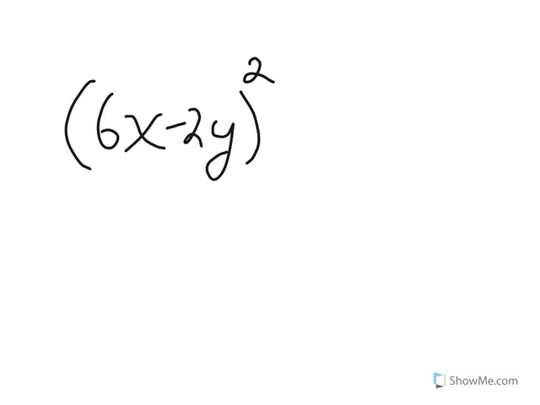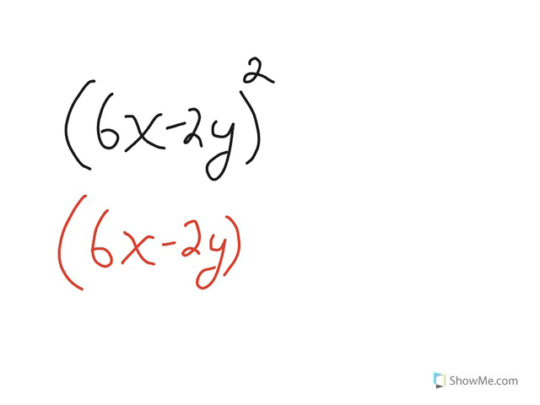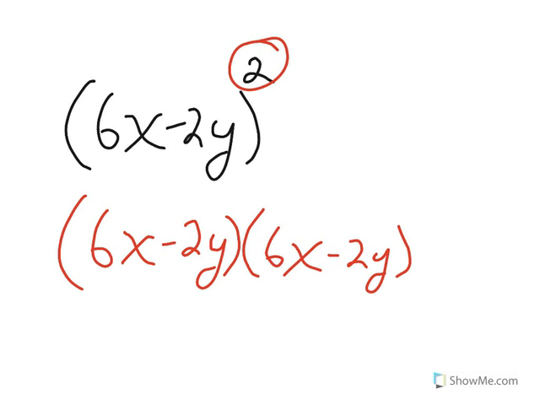If I have something like this, quantity squared, it's going to be 6x - 2y, and then I'm going to write it again. This 2 here tells me to write it again. So I wrote it again, and then it's going to be the same thing we did last time. We're going to FOIL: first, inner, outer, last. First being the first 2 terms. I'm just going to multiply those.